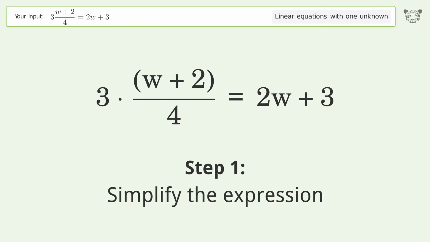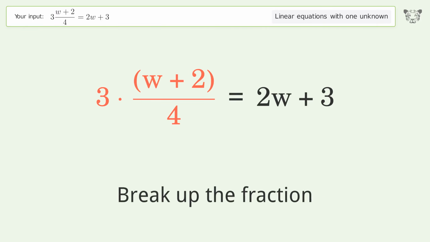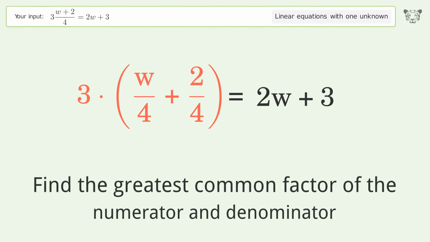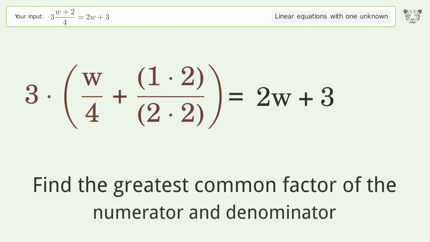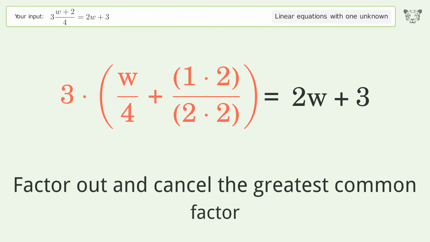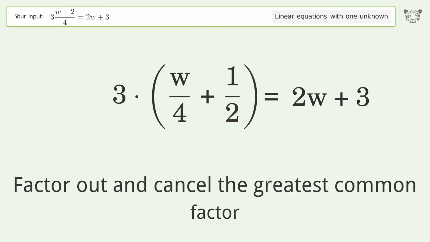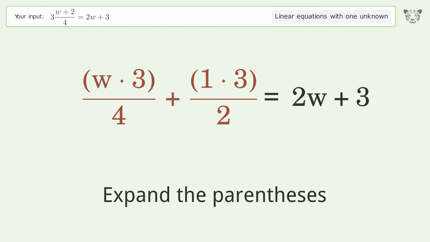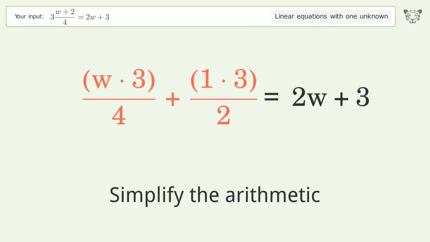Simplify the expression. Break up the fraction. Find the greatest common factor of the numerator and denominator. Factor out and cancel the greatest common factor. Expand the parentheses. Simplify the arithmetic.